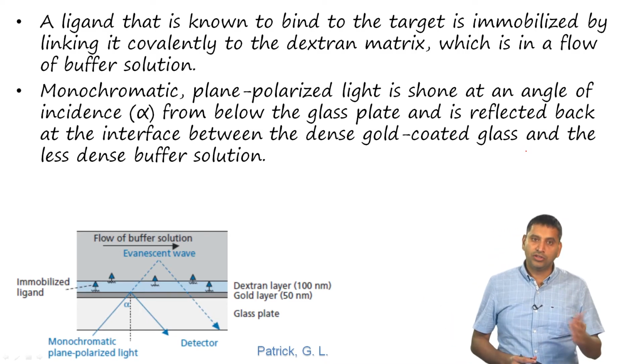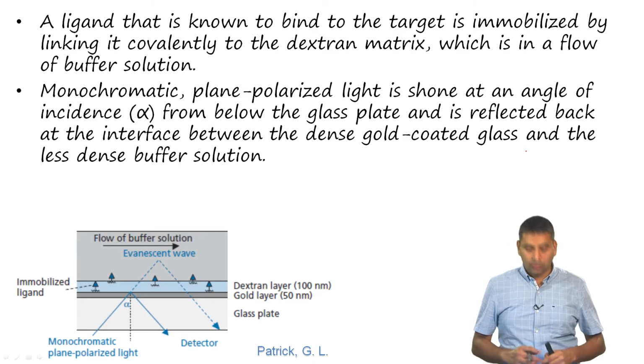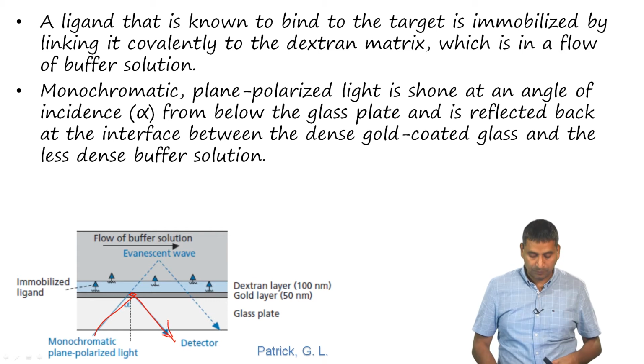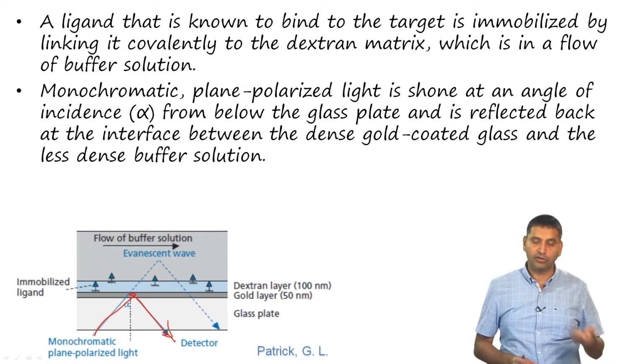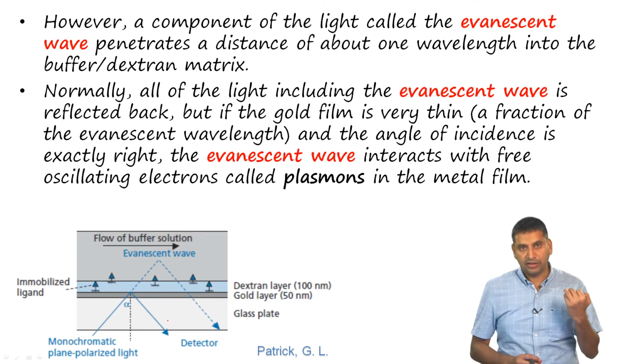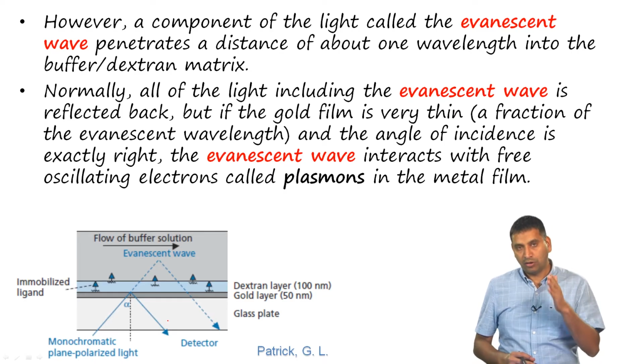Okay. To this setup, what is next done is to shine monochromatic plane polarized light. So, this is at an angle of alpha that you would expect it is reflected back. So, here is the monochromatic light. It goes and hits the surface and it is reflected back to the detector. But at the interface between the gold coated glass and the less dense buffer is where this happens. Now, a component of light called an evanescent wave actually penetrates a distance of about one wavelength into the buffer or dextran matrix.